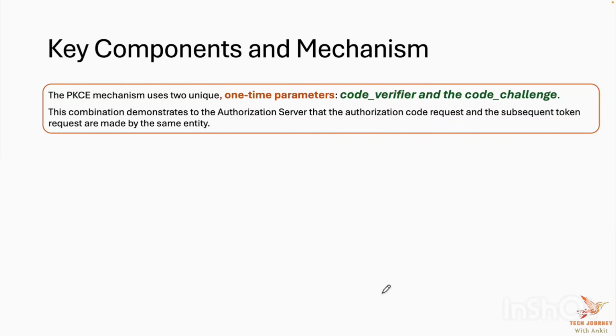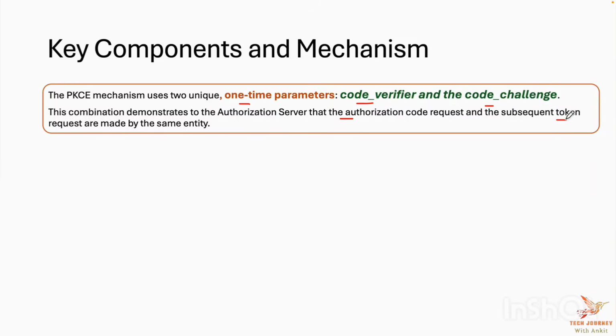Now, whenever you work on the PKCE flow, there are two terms that you hear very frequently. One is the code verifier and the second one is the code challenge. What are these? These are one-time parameters. One-time parameter means these are unique. Every time you request the authorization code flow, you will be using these one-time parameters along with your authorization request. Why are we using this? To make sure that the authorization server, which is authorizing the code request and the subsequent token request, is the same entity.